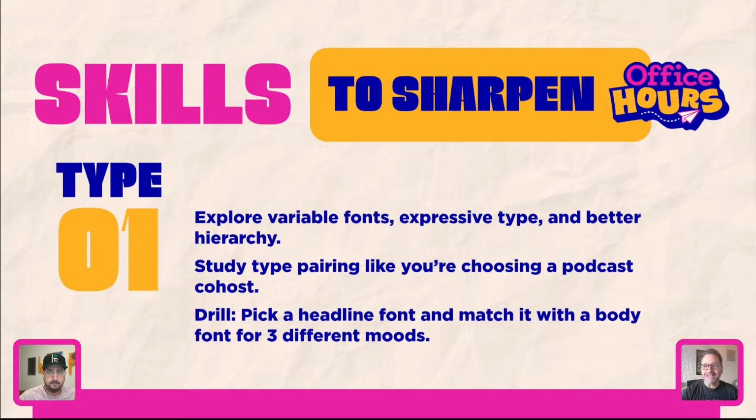I'm feeling really rusty. So some of the things you could do to really feel sharpened up: we've talked so much about type and different features. A few things you can explore: variable fonts, expressive type, better hierarchy. These are the tune-ups that will make me feel a little more comfortable going back into design, particularly with type.